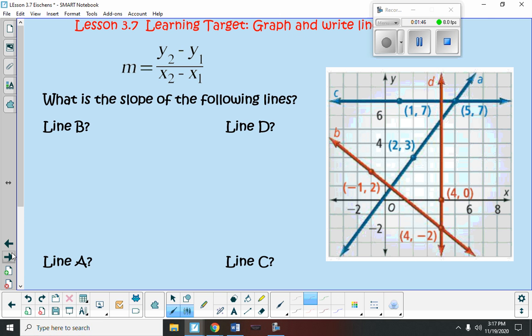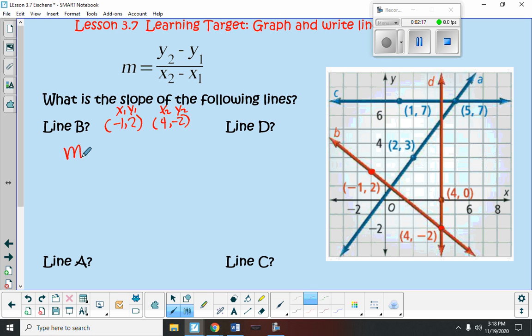So let's talk about finding the slopes of lines. What is the slope of the following line? So we'll start with line B, which is the red line here. I'm going to write down two of the points on here. We have (-1, 2) and (4, -2). So those are 2 points that are on that line. So the first point, we'll call those values x1, y1, and this is x2, y2.